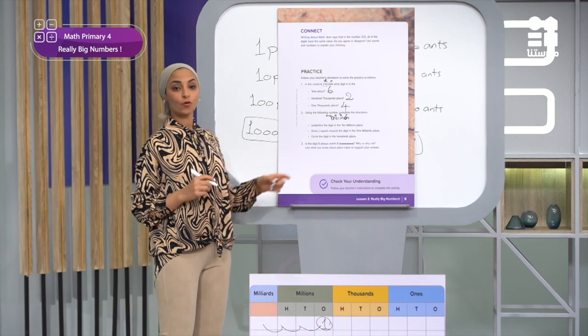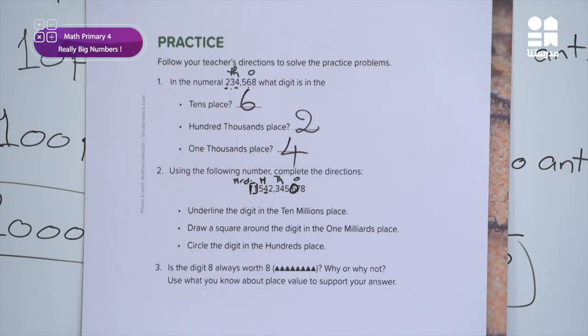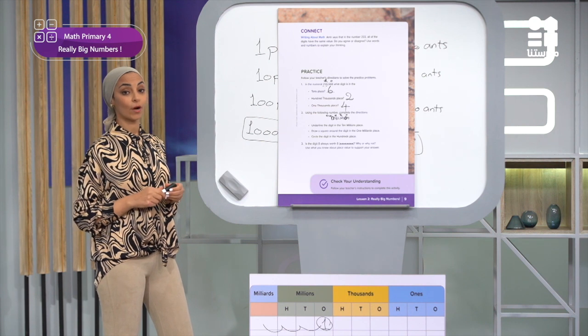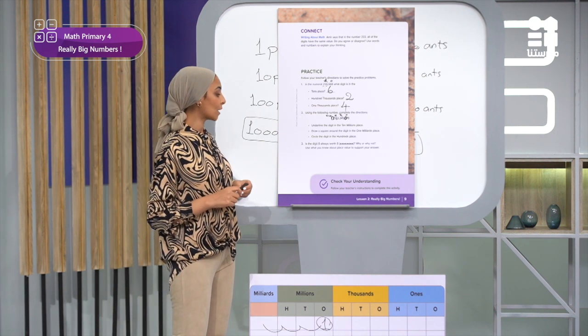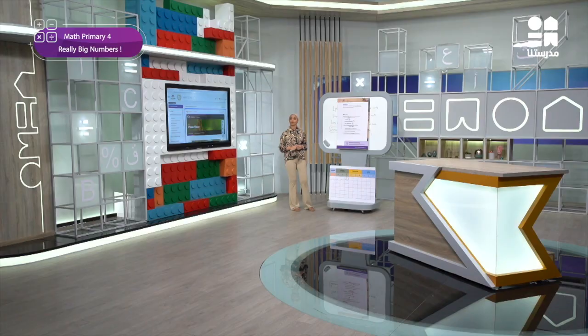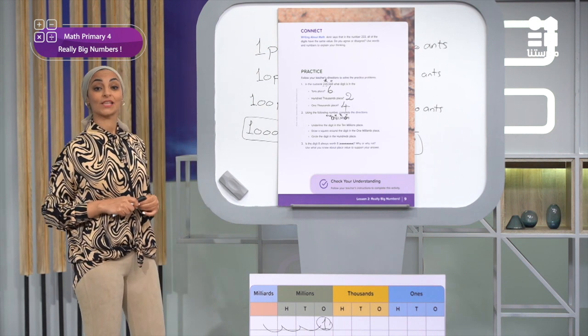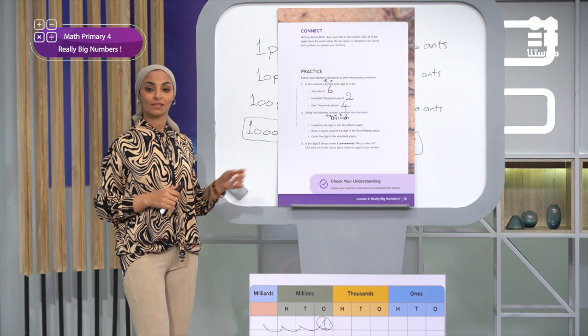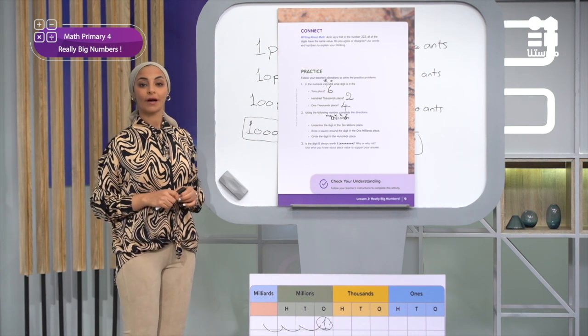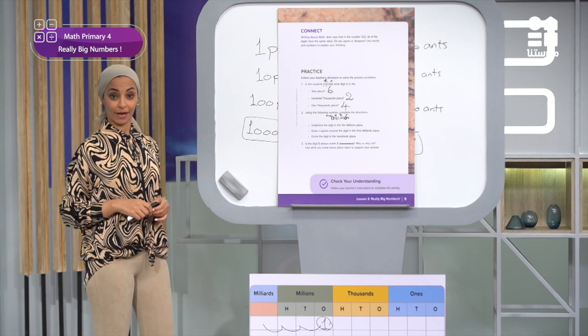Let's move to the next exercise, number 3. Here, he is asking me, is the digit 8 always worth 8? Again, is the digit 8 always worth 8? Why or why not? If yes, why? And if no, why not? Use what you know about place value to support your answer. Now we answered this question before with the digit 2. Can you remember? And you can do the same with digit 8, with the same steps by using the place value to support your answer.